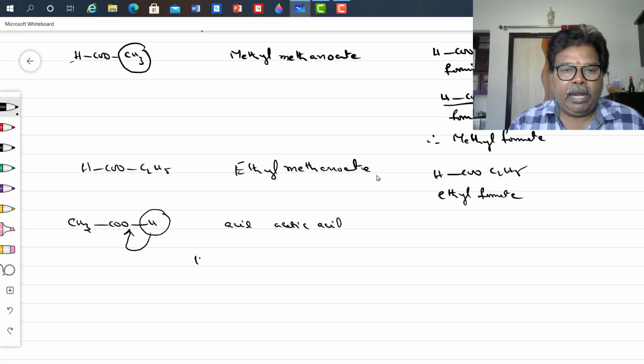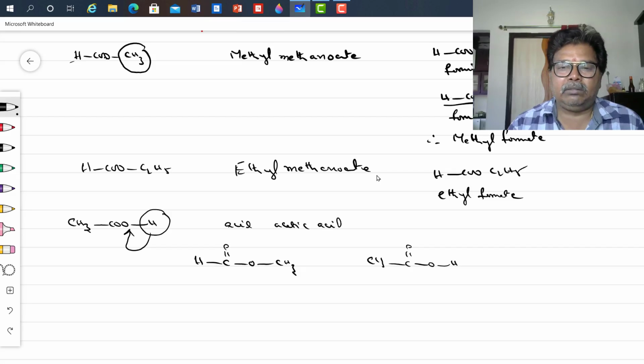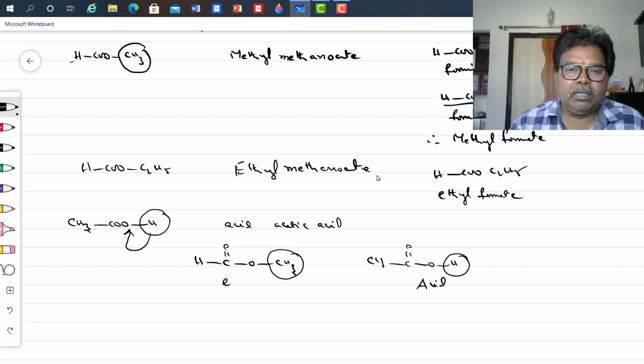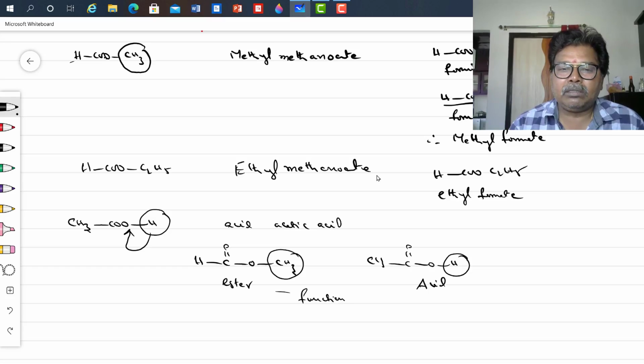So, see, HC double bond OCH3 and CH3C double bond OH. Hydrogen is bonded to oxygen: acid. Methyl group is bonded to oxygen: therefore ester. Both have the same molecular formula. So therefore these are functional isomers. Clear?